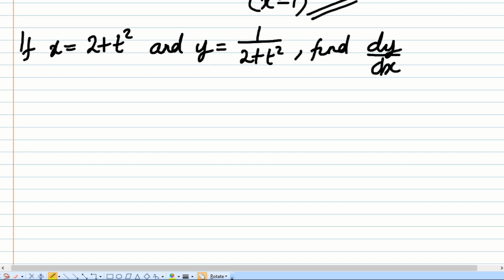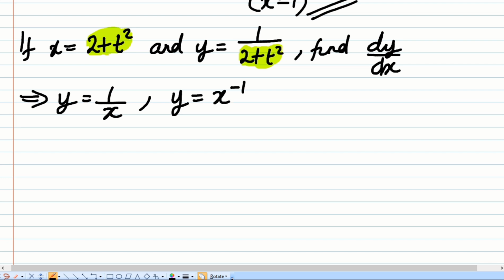Clearly see that there is a relationship between x and y. It is blazing clear. Notice that x is this, and then you're seeing the same thing here, right? Meaning that we can actually rewrite this. We can say that this implies y is the same thing as 1 over x, right? Because 2 plus t squared is equal to x. So let me just use the negative index law in indices to write this as x raised to power minus 1. So now I'm asked to find dy on dx.